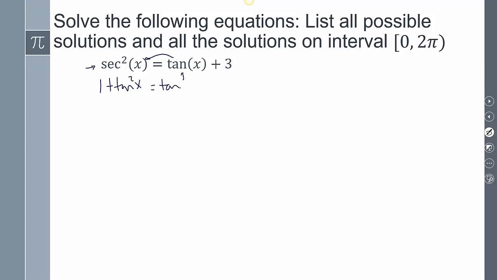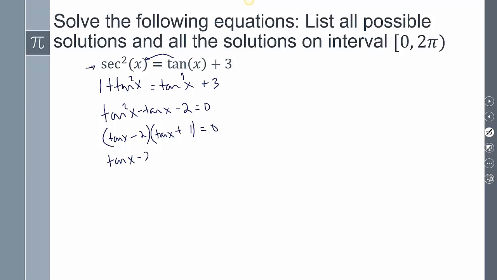And so this still equals tangent x plus 3. Now you bring everything to one side, so I have tangent squared x minus tangent x, and then minus 2 equals 0. Then this will get factored. I'm going to get tangent x, there'll be 2, tangent x, and that'll be 1. So this will be a -2 and a +1 equals 0. And so I set each one of these equal to 0.